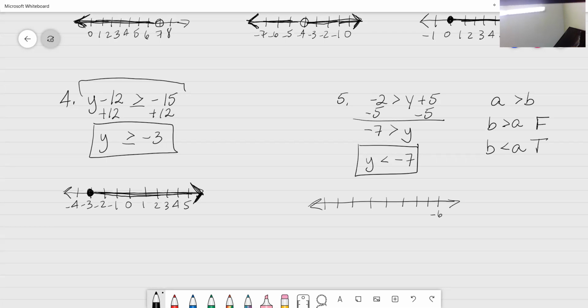So we have negative 6, negative 7, negative 8, negative 9. Give it a good range. It doesn't have to be crazy long, but we need something here. Okay, so y is less than negative 7. That means that y cannot equal negative 7. So we start there, but it's not included. So any number on the number line smaller than negative 7 is included and will make negative 2 greater than y plus 5 a true statement.